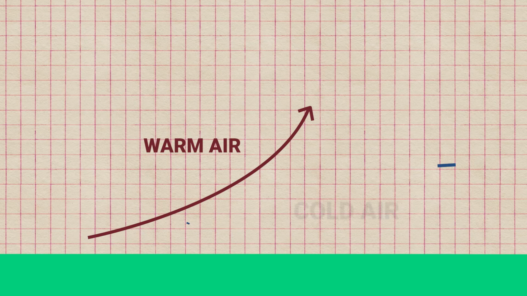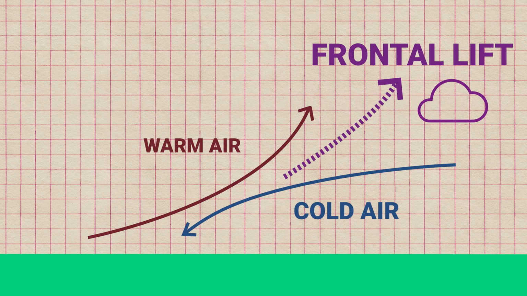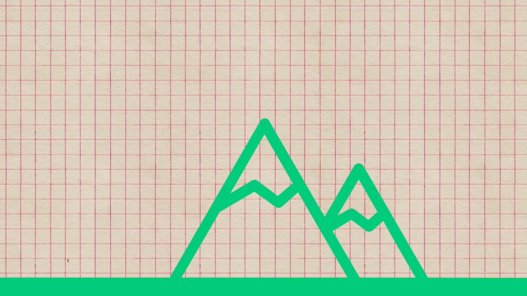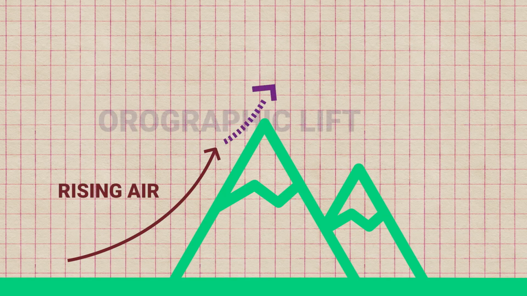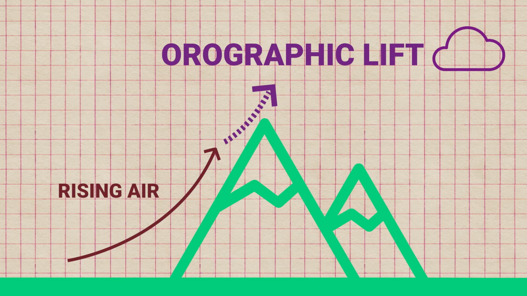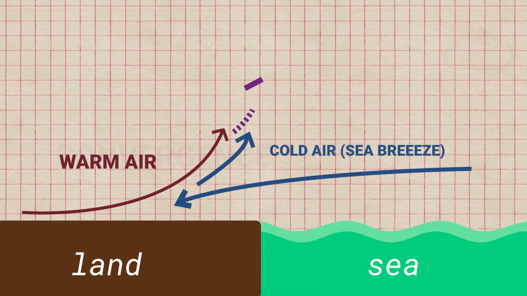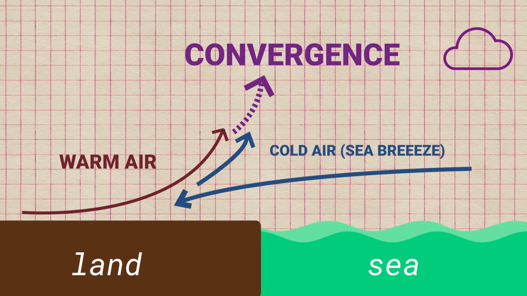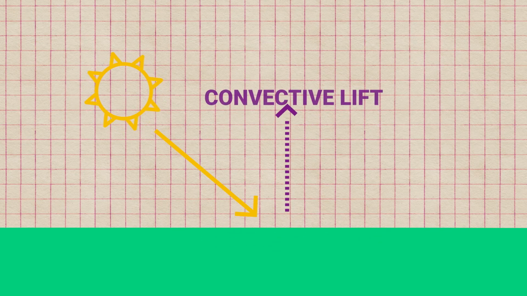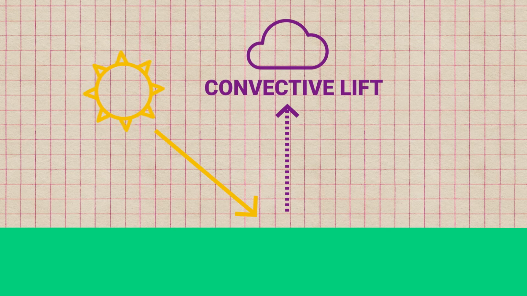The cold and the warm fronts create that lift, and that's known as a frontal lift. There's also orographic lift, which happens whenever air rises over a mountain. When two air masses come together, like a sea breeze, we get convergence, which is another form of lift. Convective lift occurs when air gets heated by the sunlight, and then it rises.